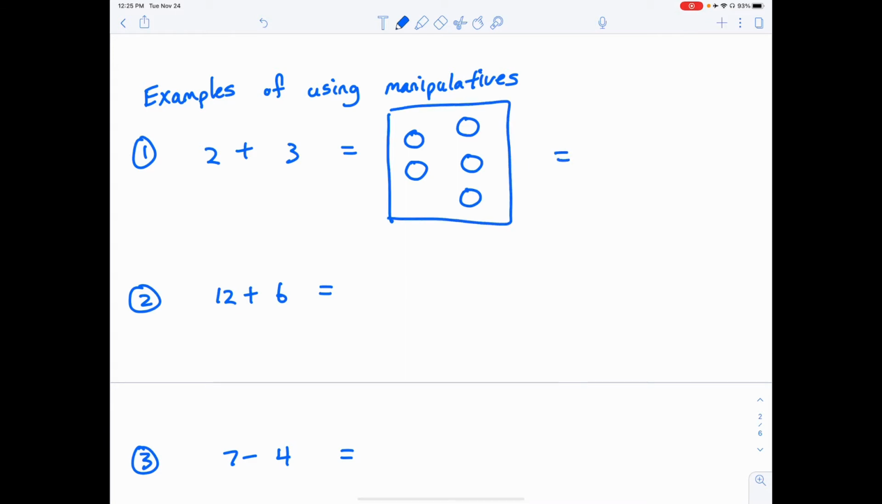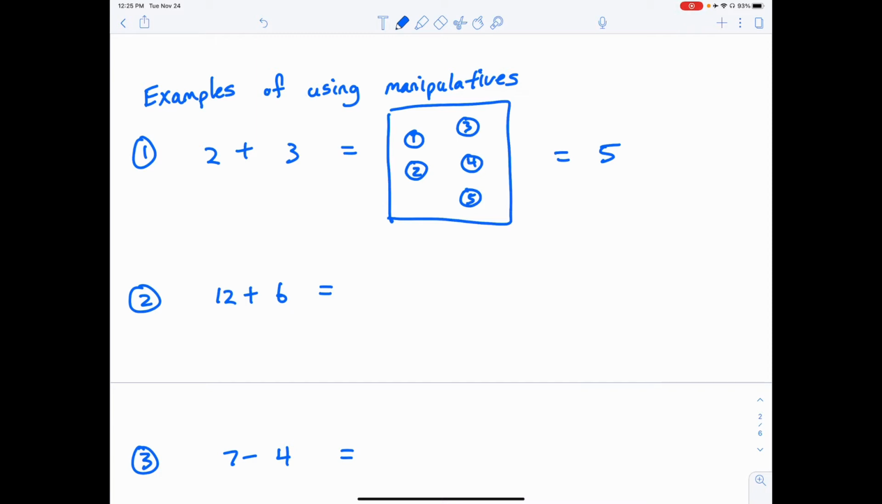So in total, there are 5 circles, right? And you can even number them off if you want. 1, 2, 3, 4, 5, right? So likewise, you can see as the numbers increase, we're going to have to draw more circles.